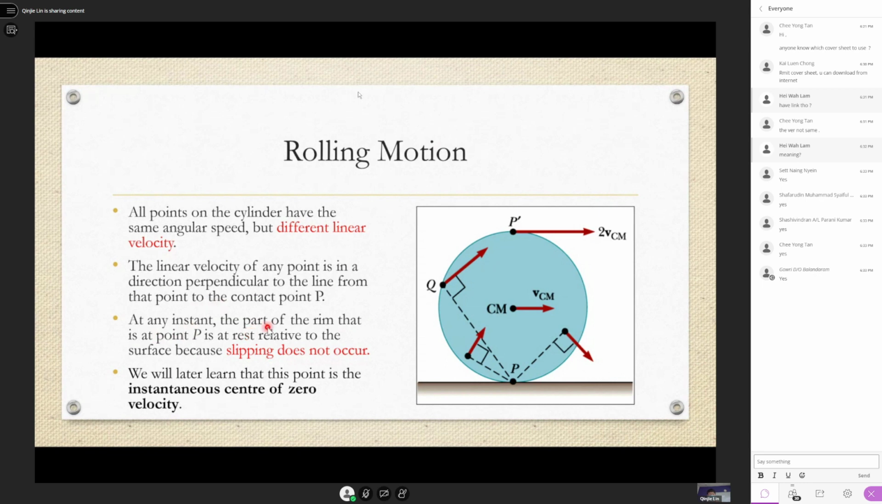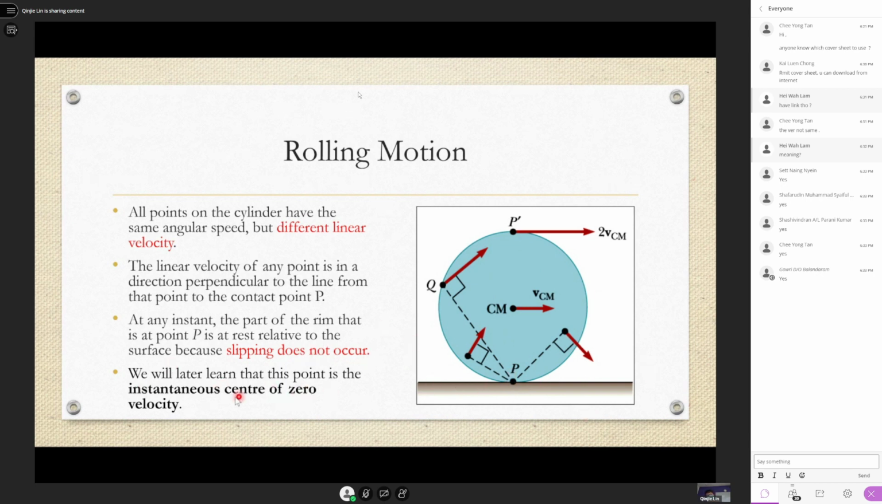At any instant, the part of the rim that is at point P is at rest relative to the surface because slipping does not occur. So this point P, now we are doing rolling without slipping, right? That means this whole thing only rolls. It doesn't slide across the ground. So at any time, this point of contact is not moving. That's why you see at this point P there's no vector arrow. It's not moving at this instant. So that's a characteristic also.